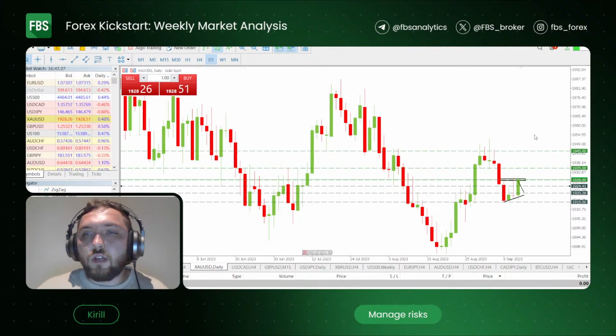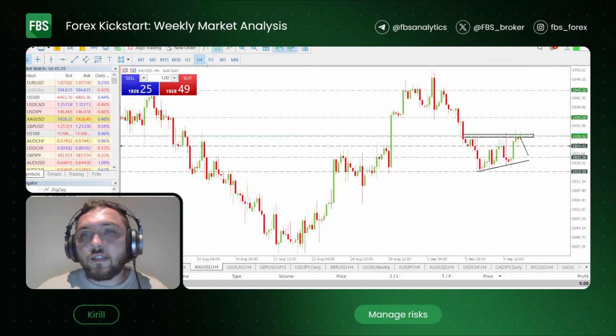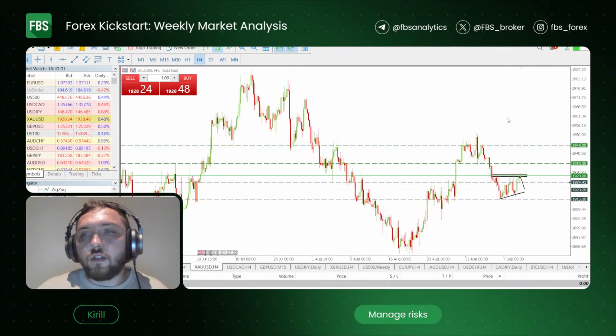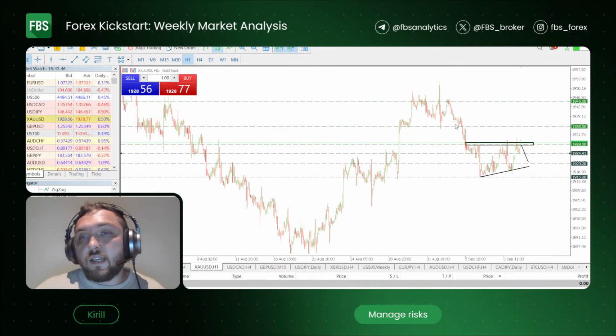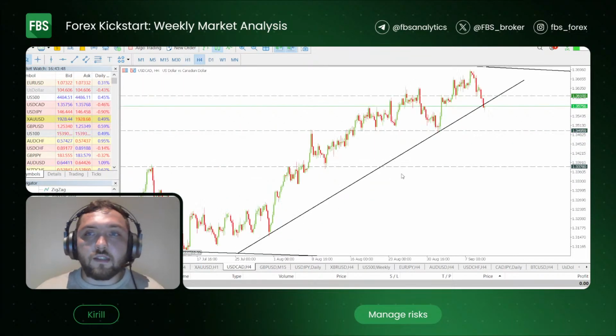So what we can see right here is a downtrend, and it looks like this is the first move of the downtrend correction, and we need to wait for the second move of the downtrend. So I'm personally highly bearish on XAU USD. However, as I said, all eyes on this resistance level.